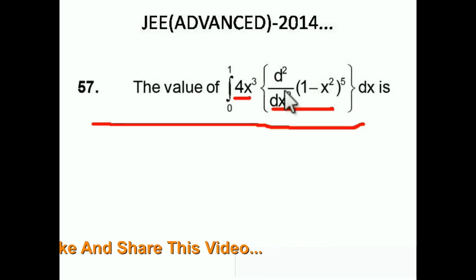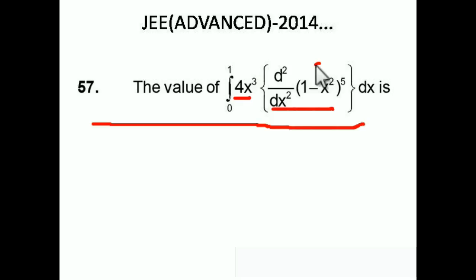Integration by parts can also be done. Otherwise, you can follow the method which I follow to solve this sum. We first differentiate the function (1 minus x square) whole raised to 5 two times, because here d2 by dx square is there. So we differentiate this function two times, then multiply the answer with this and then get the integration.